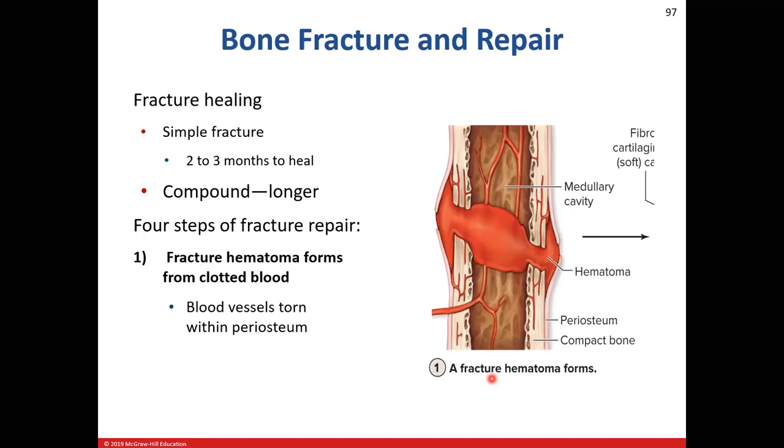Now with a compound fracture, it does take a little bit longer. Now there are 4 steps in the process of repairing a fracture. As we go through the fracture process, we obviously have a break in the bone. Once we have a break, we're going to form a hematoma, and this forms from clotted blood. You see this blood as we break the bone, we bust the blood vessels open, and so now we have this accumulation of blood in and around the area. That's going to contribute to some of the swelling that we normally see with a fracture. The blood vessels are torn within the periosteum and blood begins to accumulate.